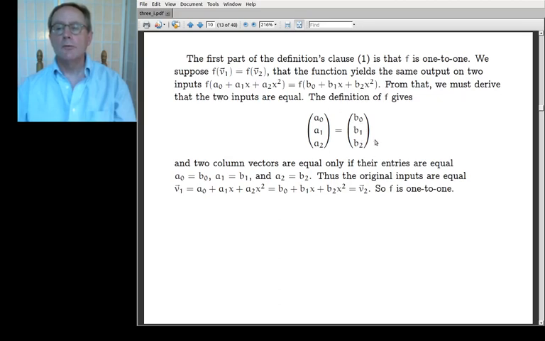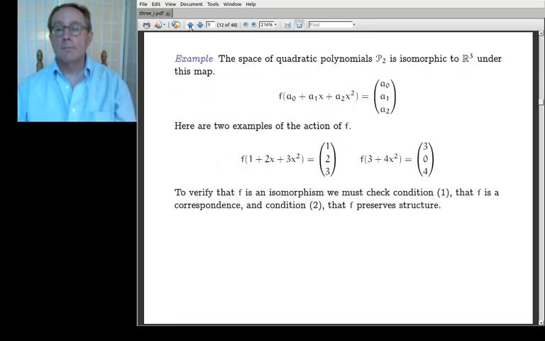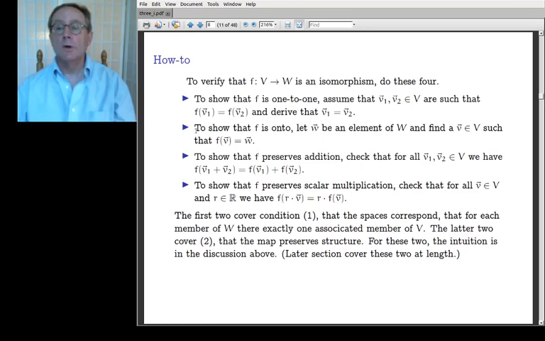Constant term, put it there, coefficient of x, put it there, coefficient of x squared, put it there. Now I have 3 tall vectors that are equal. Well, we know what it means for 3 tall vectors to be equal. It means a0 and b0 must be the same, a1 and b1 must be the same, a2 and b2 must be the same. And that gives me the conclusion I want, that a0 equals b0, a1 equals b1, a2 equals b2 means that the starting polynomials were the same. So in the how-to, back we go, there we go. In the how-to, you start off, you assume f of v1 equals f of v2, you do some thinking, and you conclude that v1 equals v2. That's exactly what I did.